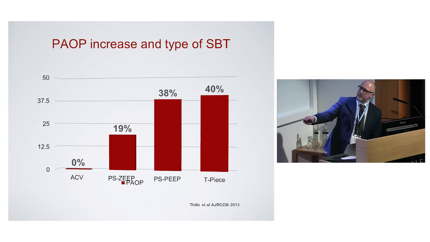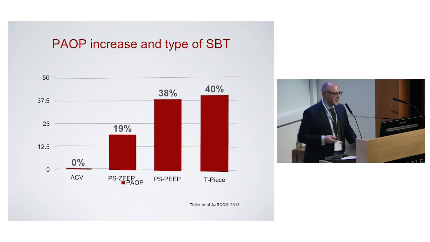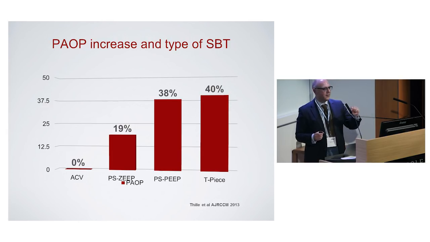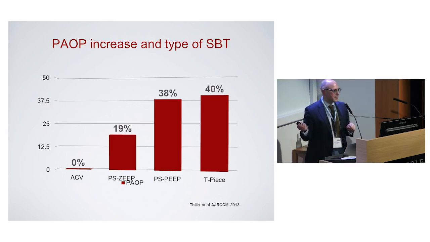Okay. So the harder it is for the patient to breathe, and you've seen the slide, the higher the PAOP, up to a 40% increase. That means if the patient is borderline for developing heart failure, it'll be very clear during an SBT.